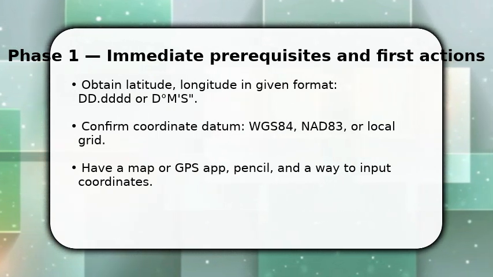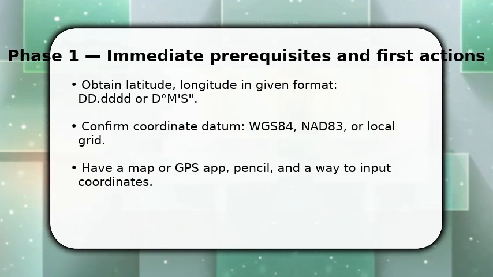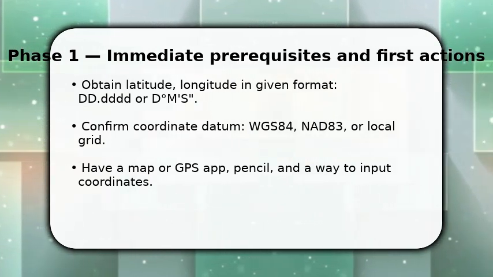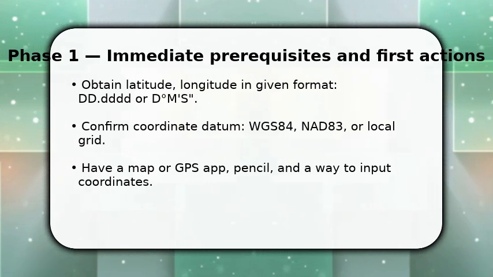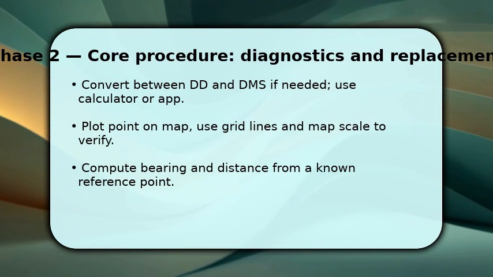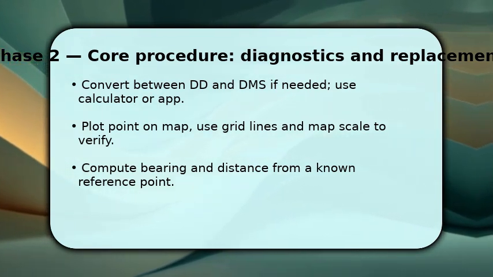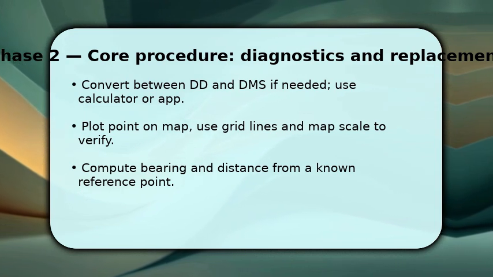Do this now. Mismatched datum or flipped signs, negative versus positive, are the most common early errors, so confirm hemisphere and sign. Once the point is entered, convert formats only if required. Decimal to DMS conversion is straightforward with a calculator or app, and you should do it to cross-check.